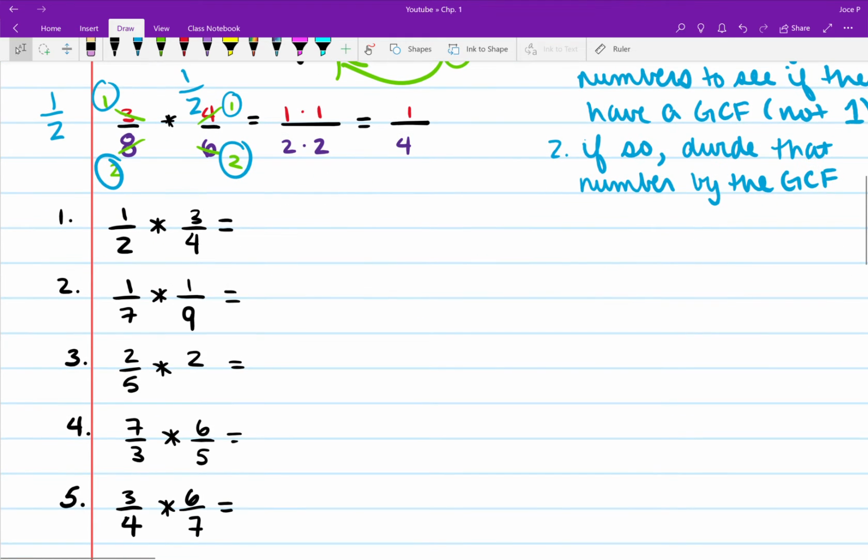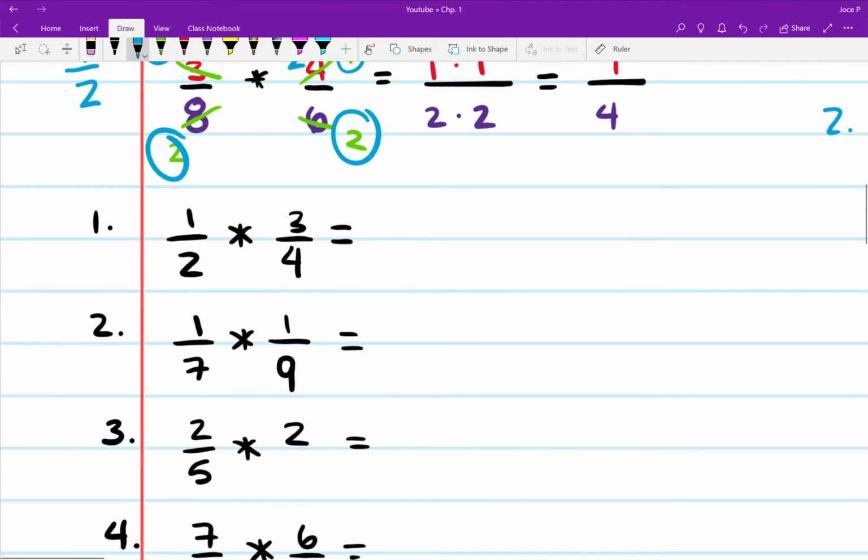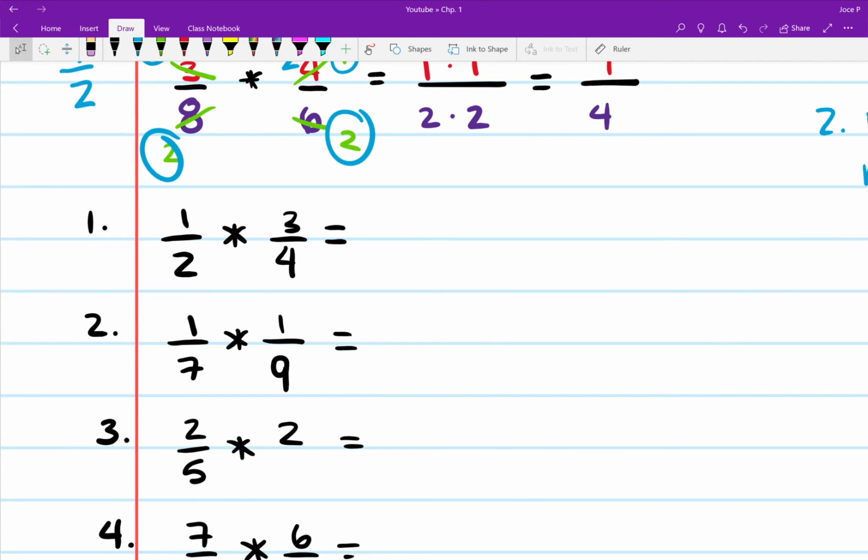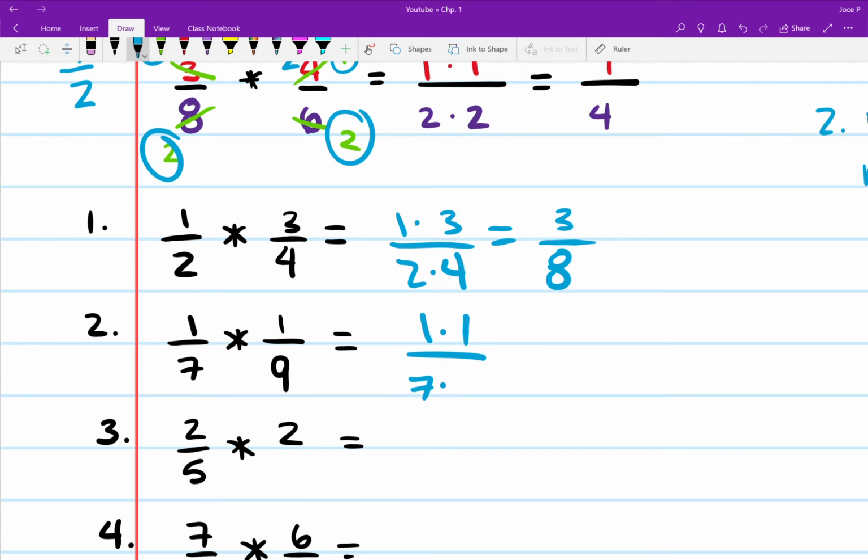Let's try some examples of our own. So we have first 1/2 times 3/4. It doesn't really look like there's much to simplify here, so we'll just go straight across. 1 times 3 over 2 times 4 is equal to 3 over 8. Cool. Next. Nothing really to simplify either, looking at the diagonals. So we have 1 times 1 over 7 times 9, which is equal to 1 over 63.